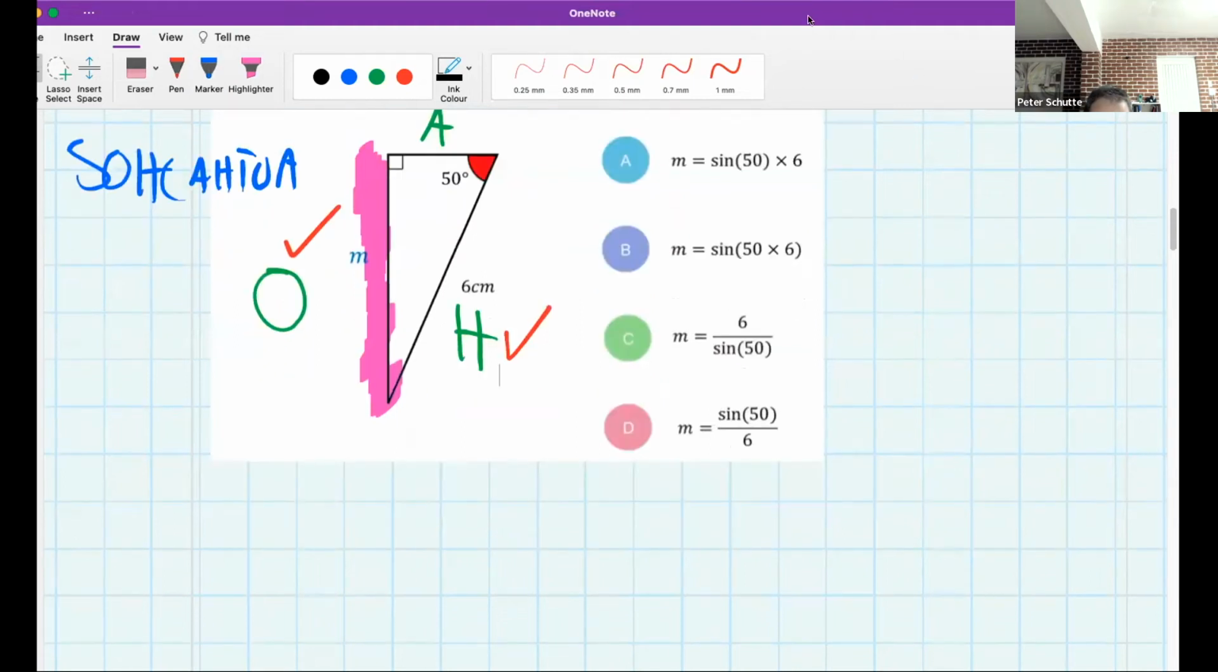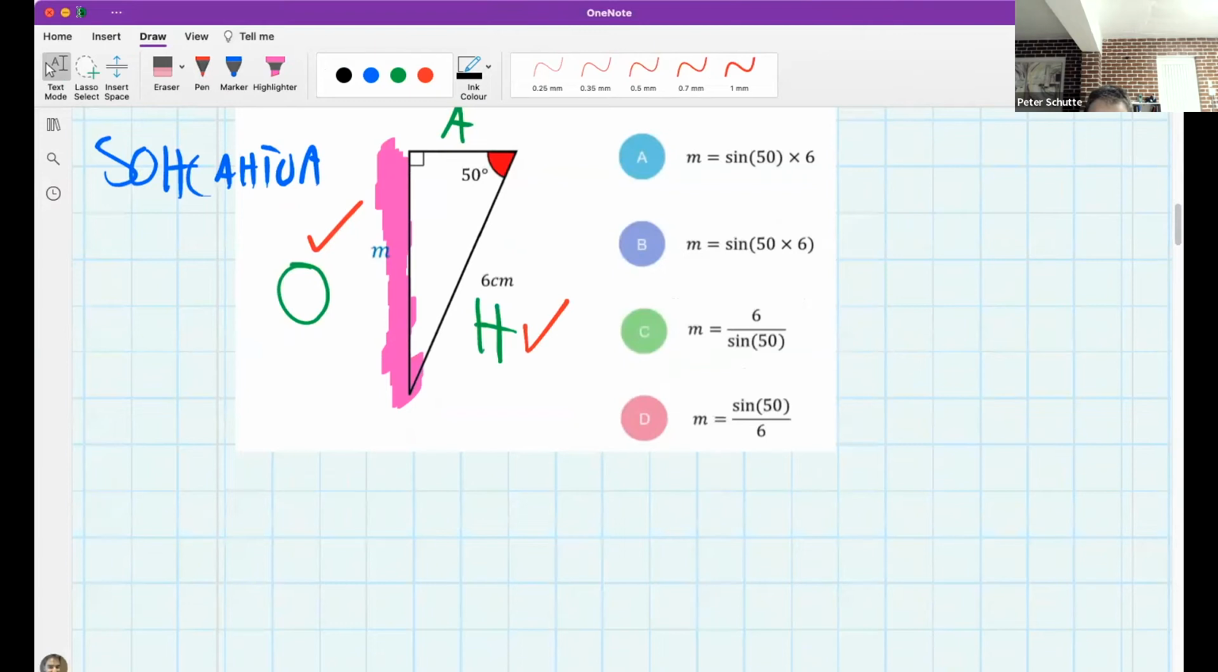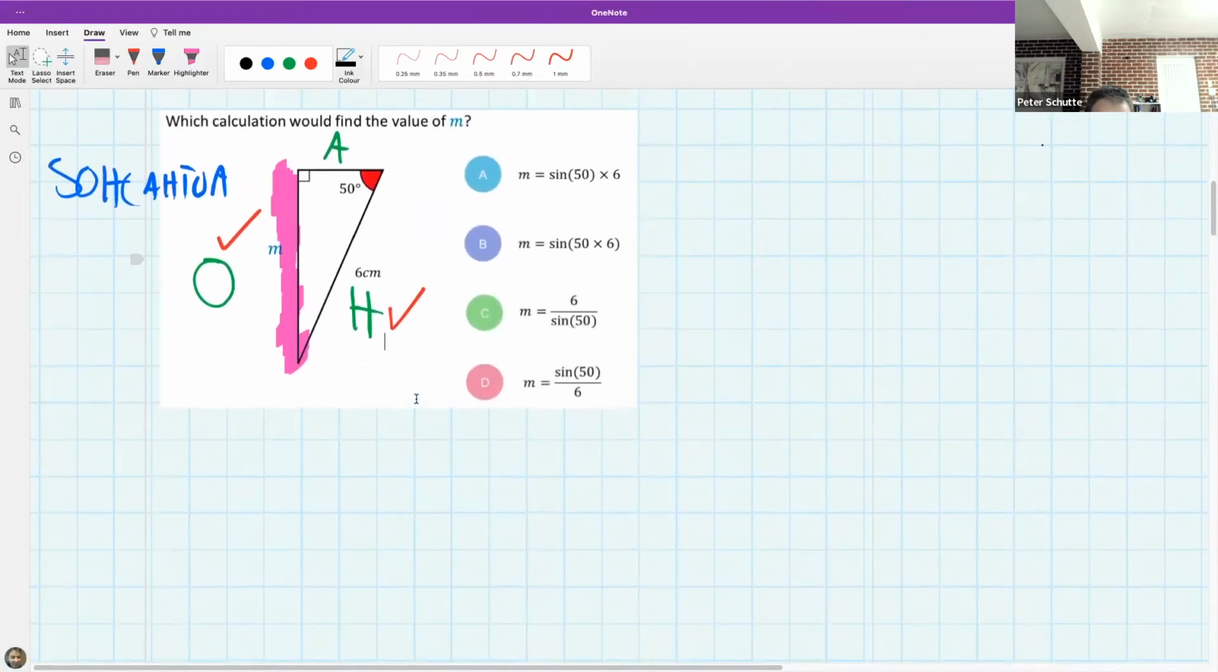Okay, quite a few people are getting their answers in. So let's think about how we would start this. I know I would write the sine of 50 is O over H. In this case, the O is just the letter M over, and this is going to be 6. So I've got that bit.